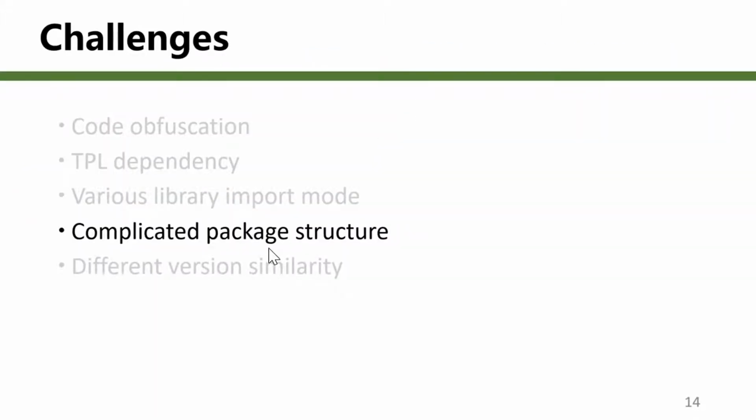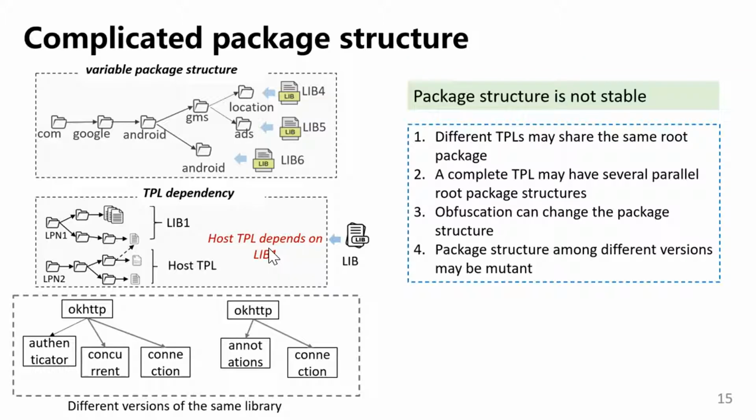The fourth challenge is complicated package structure. Here we can see some examples. For the first example, we can see different third-party libraries may share the same root package. But we can also find a TPL may have several parallel root package structures due to the TPL dependency. As we mentioned before, obfuscation can also change the package structure. Package structure among different versions may also mutate.